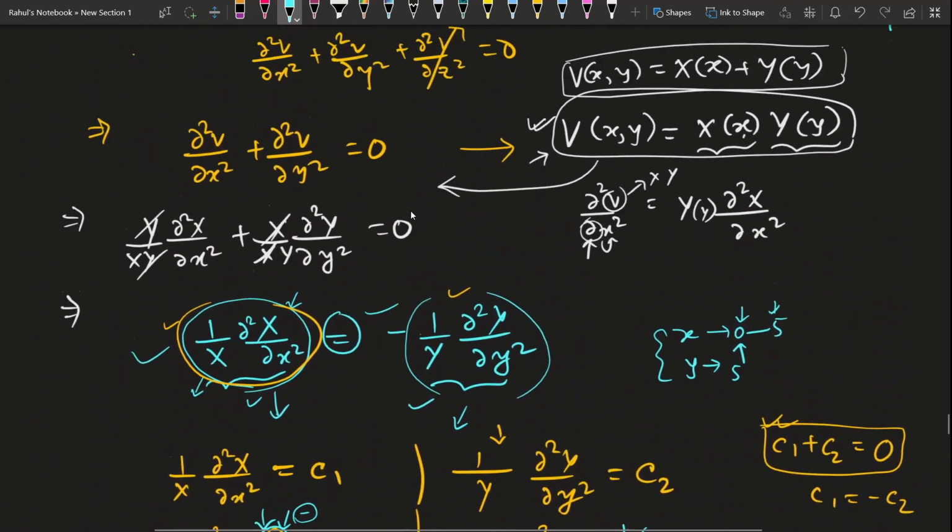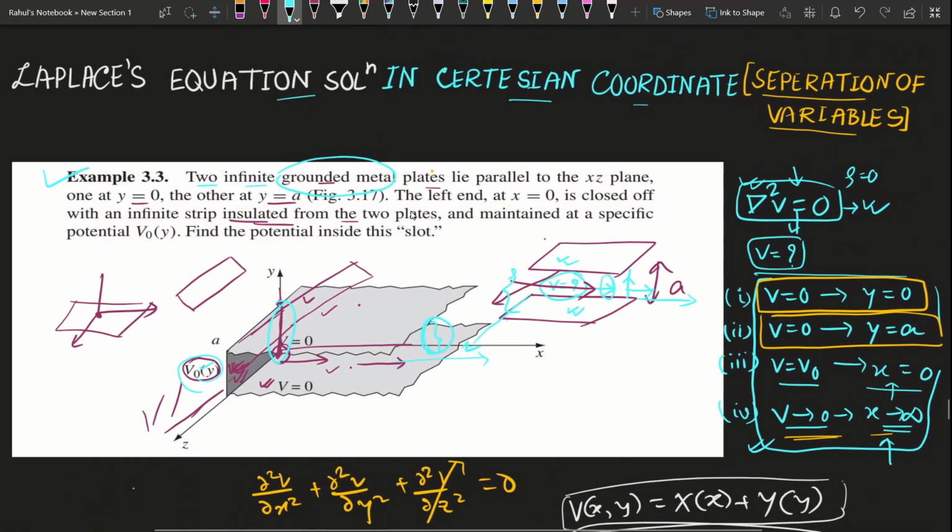In the upcoming videos I will also discuss another type of problem of electrostatics, like the Laplace equation solution in spherical polar coordinates, which is quite difficult, because you have to learn more things, like the Legendre polynomials. So in the upcoming videos I will make those also.